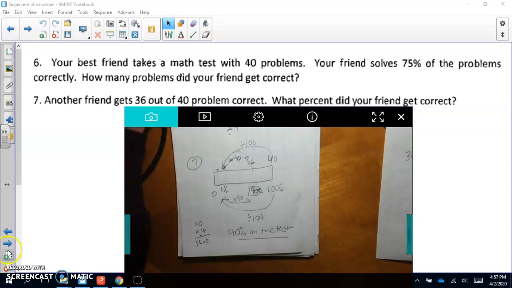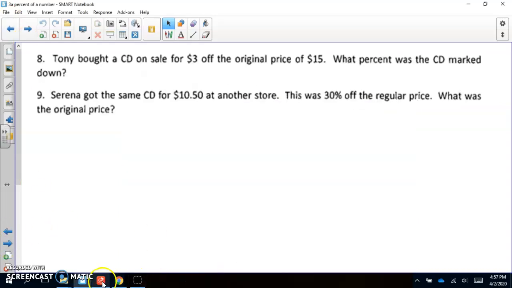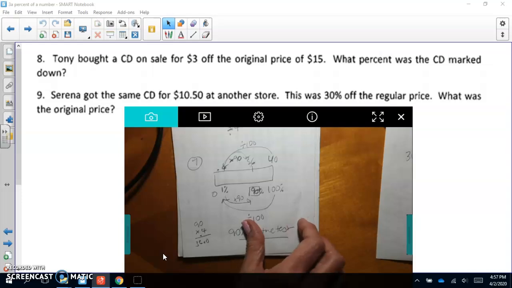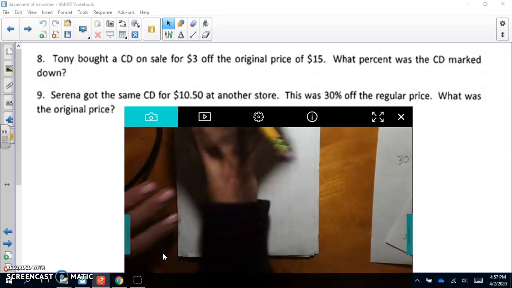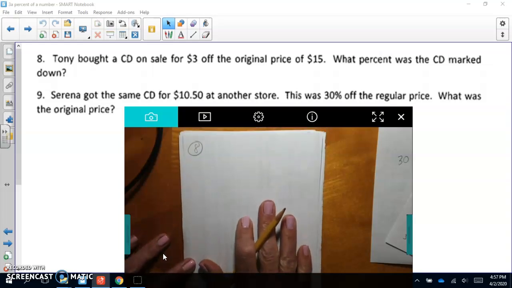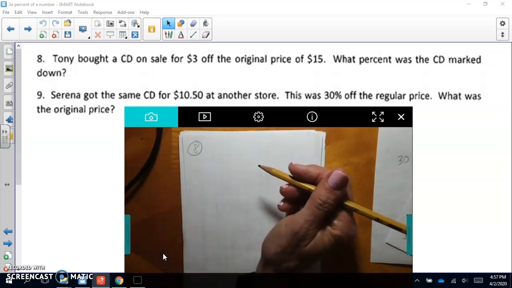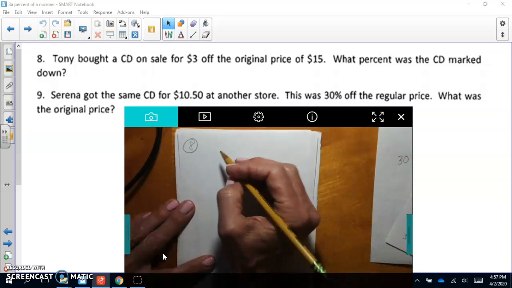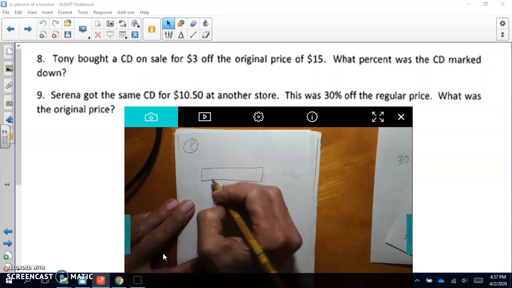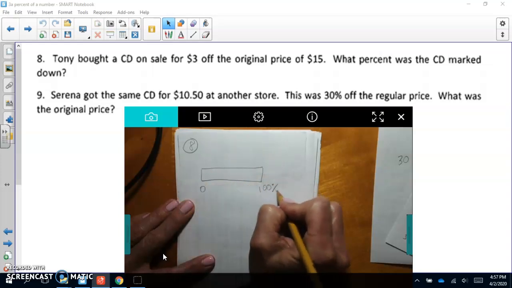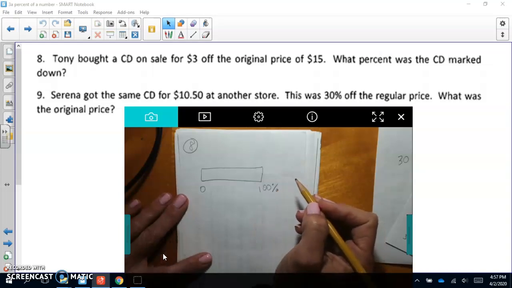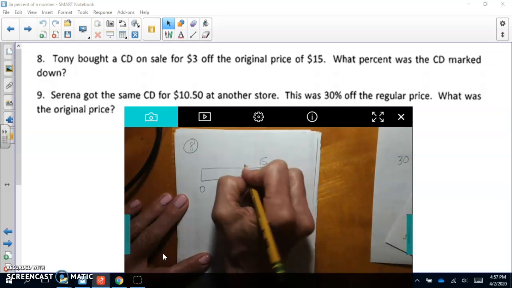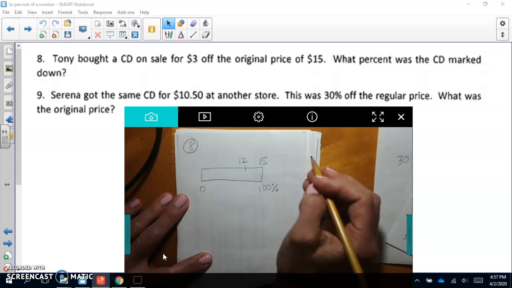All right, let's look at the next one, number 8. Let's see if this works pretty well. Ooh, perfect for me. Okay, so here we go. This is number 8. Tony bought a CD on sale for $3 off the original price of $15. What percent of the CD was marked down? Let's do our percent box. We've got 0 to 100%. And we know the original price was $15. And we know it was on sale for $3 off. So $3 off means that we are going to pay $12.